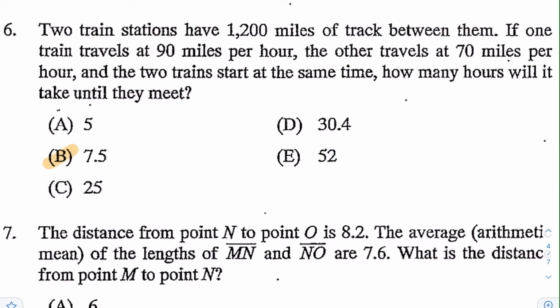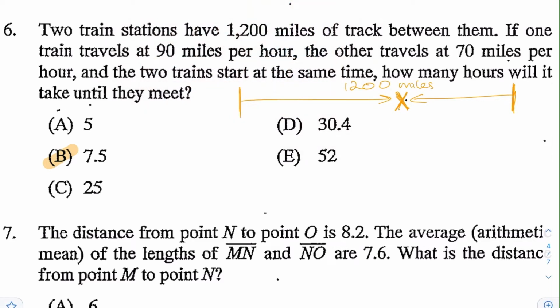Next, for number 6, 2 train stations have 1,200 miles of track between them. One train travels at 90 miles an hour, and the other travels at 70 miles per hour. And then the 2 trains start at the same time. How many hours will it take until they meet? So here, these 2 trains travel towards each other, and the distance between them will be 1,200 miles. And they'll meet up at some point here.